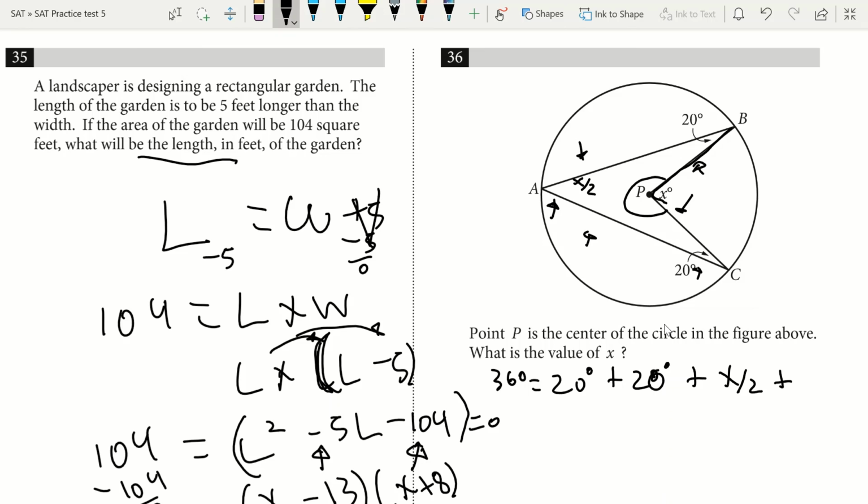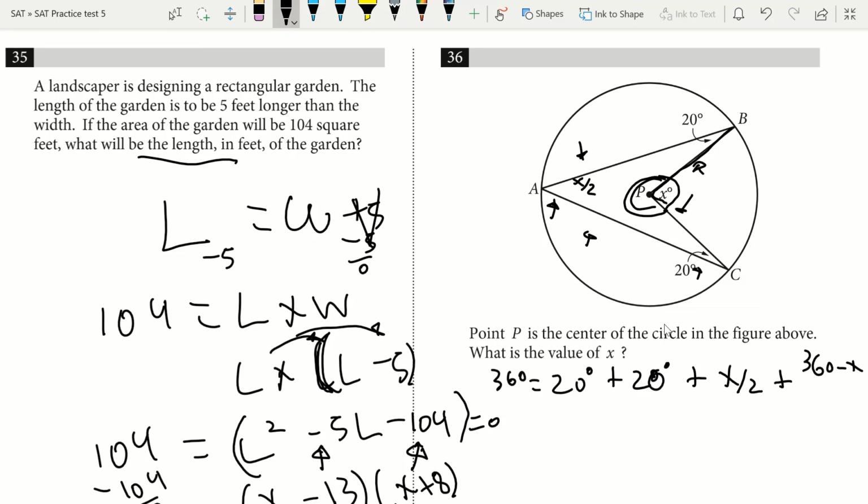And then keep in mind this all has to equal 360 because it's all the interior angles of a quadrilateral. And then I have the 360 degrees in a circle minus x to give me my angle P there, right? So plus 360 minus x. All right, so I do that. I get 20 plus 20 is 40, and then plus 360, so that's 400, right?